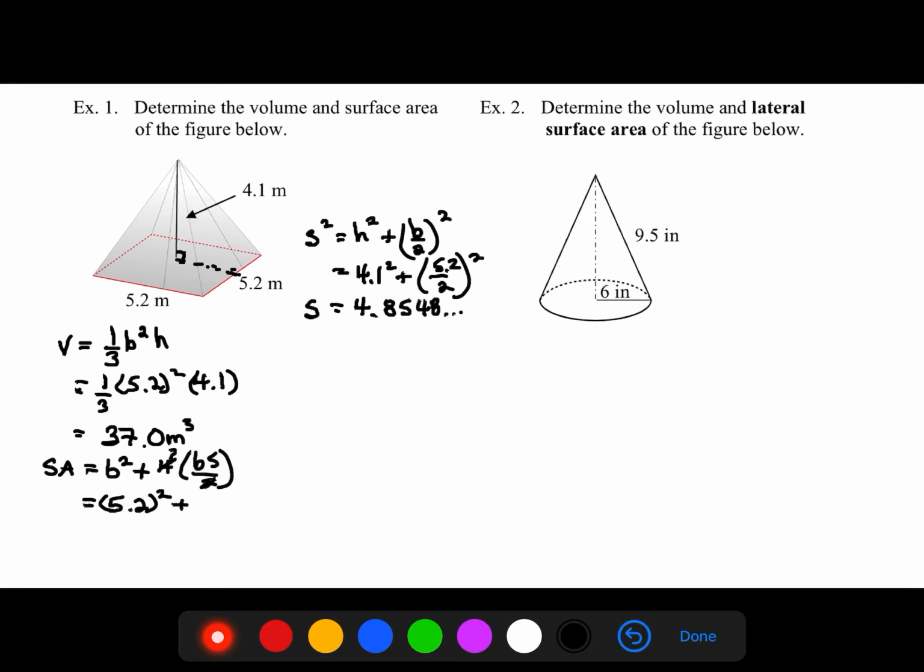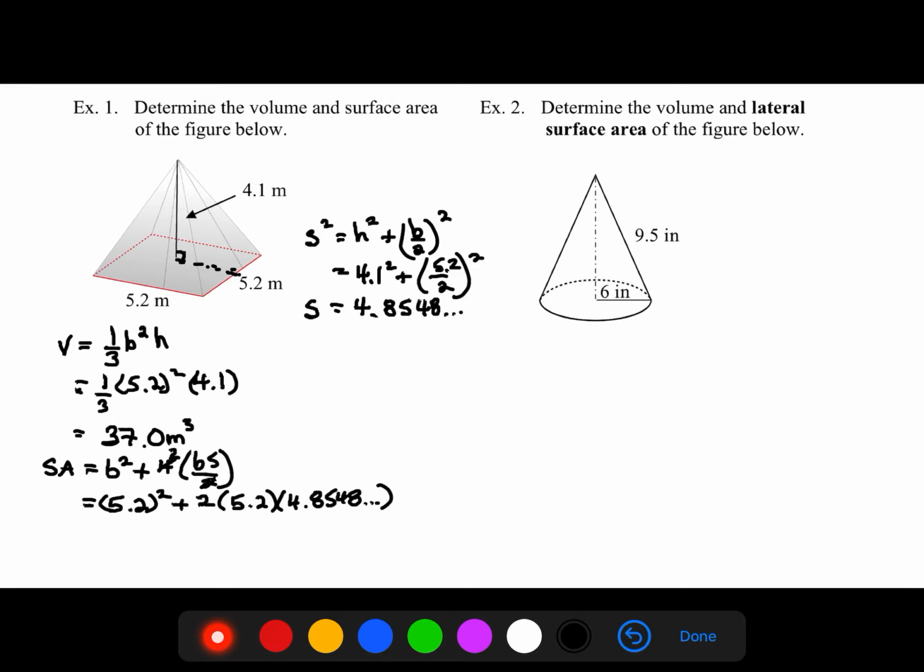So now that we know our slant, we're going to go back down here and sub in our numbers. So we're going to have 5.2 squared. And notice that we can simplify this formula here. Dividing by 2 and multiplying by 4 ultimately means we're just going to multiply by 2. If we can simplify that, we can go ahead.